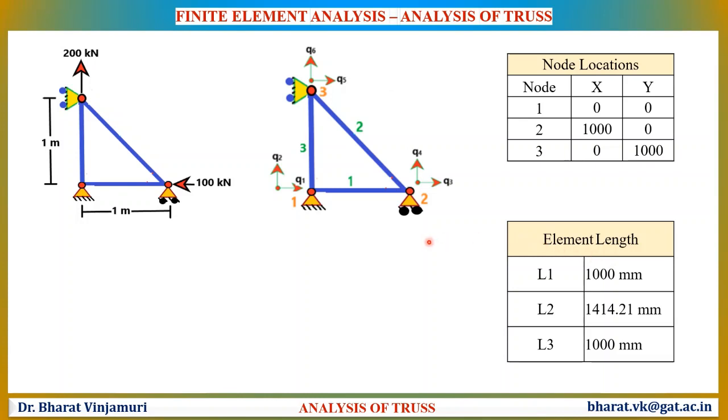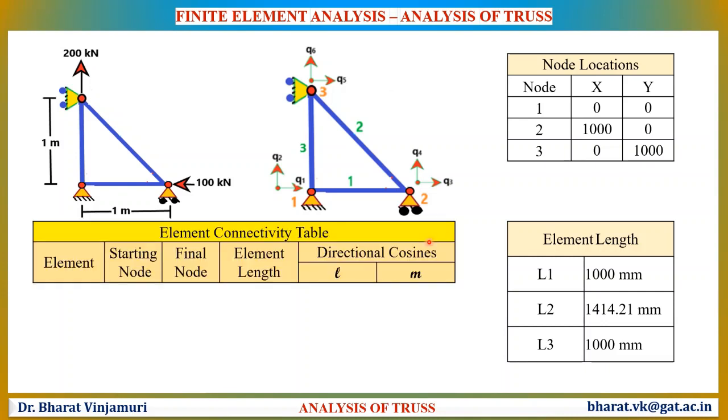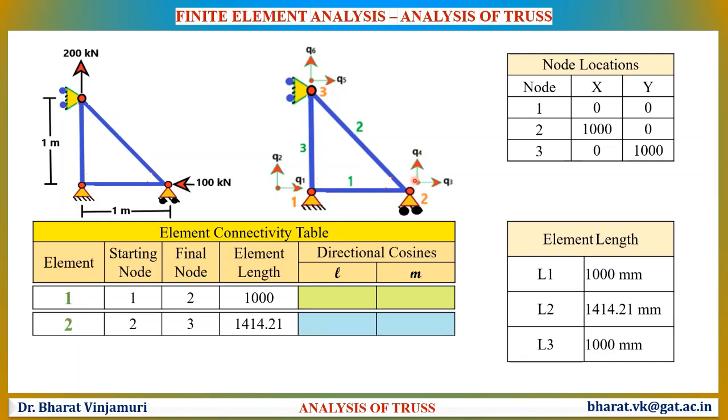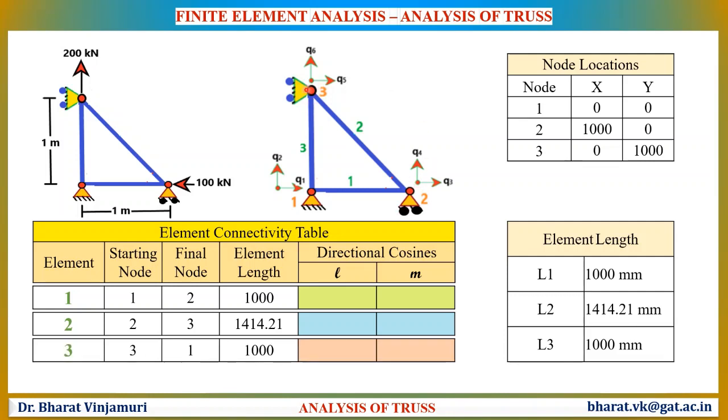Once after finding the lengths, the next important step is to list the elements of element connectivity table. The first element is in between the nodes 1 and 2. Thus, for element number 1, the starting node is node number 1 and the end node, final node, is node number 2. Similarly, for element number 2, the starting node is node number 2 and end node is node number 3. And for element number 3, the starting node is node number 3 and end node is node number 1. Always we need to follow a cyclic process in choosing the starting node as well as the final node.